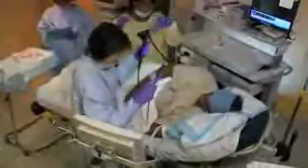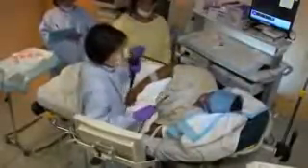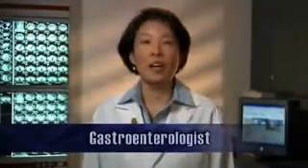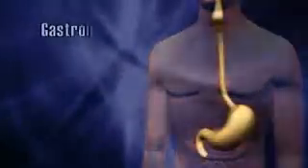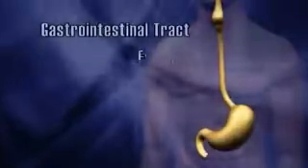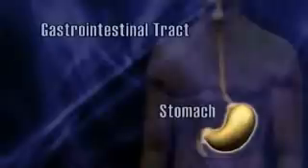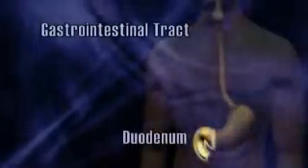An upper GI endoscopy is a procedure performed by a well-trained physician who uses the endoscope to diagnose and, in some cases, treat problems of the upper digestive system. The specialist is called a gastroenterologist. Upper GI refers to the upper part of the digestive system, called the gastrointestinal tract. It includes the esophagus, which carries food from the mouth for digestion, the stomach, and the duodenum, the beginning of the small intestine.